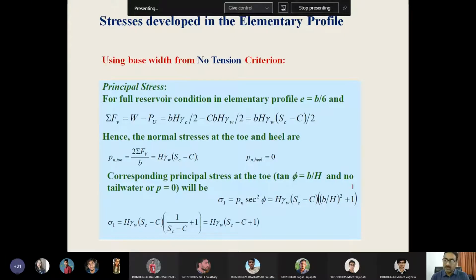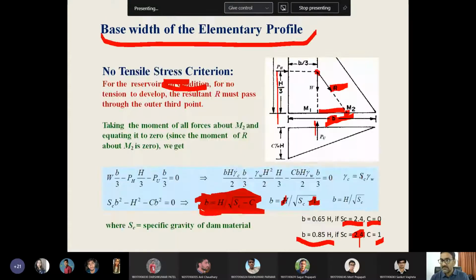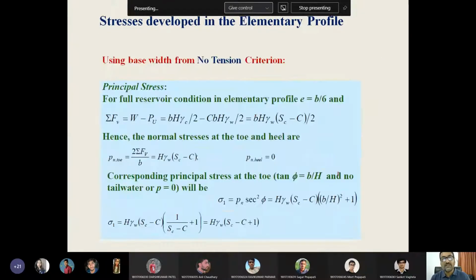Now we have designed this, the value of B, and we also understand the value of H that is defined by the water requirement, and considering all these three forces, we come out with the value of B. So we could dump the concrete, we could construct the elementary profile, that is okay. But what are the stresses in the elementary profile? So which type of stresses are we interested in now?